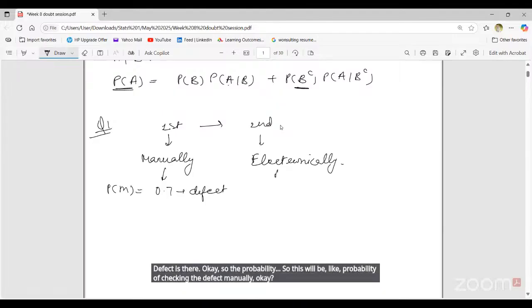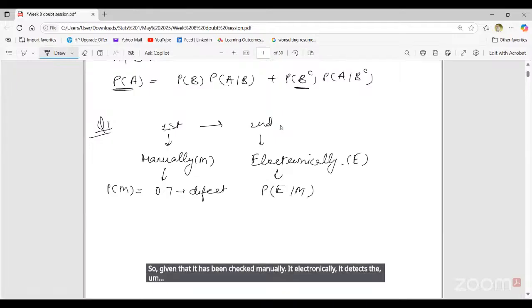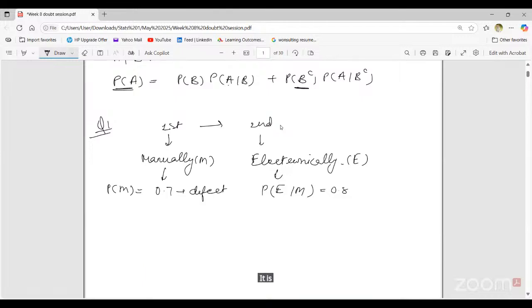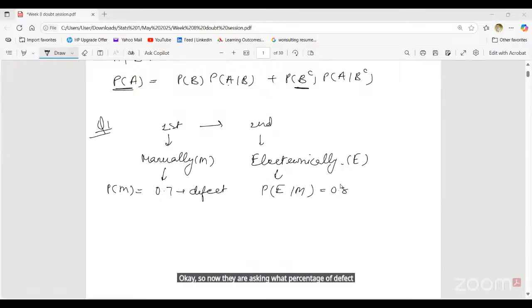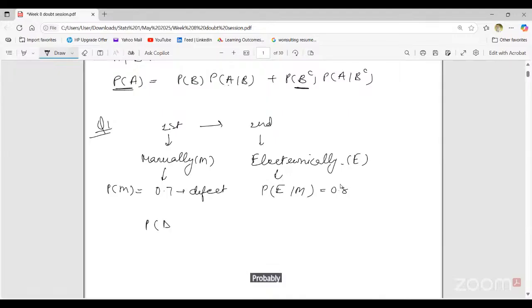Now similarly, after the manual check, I'm denoting this by E and this by M. Given that it has been checked manually, electronically it detects the defect with 0.8. Is this clear? Yes. Now they are asking what percentage of defective disks is not detected, so we need the probability that the disk is not detected, that means D complement. Correct?